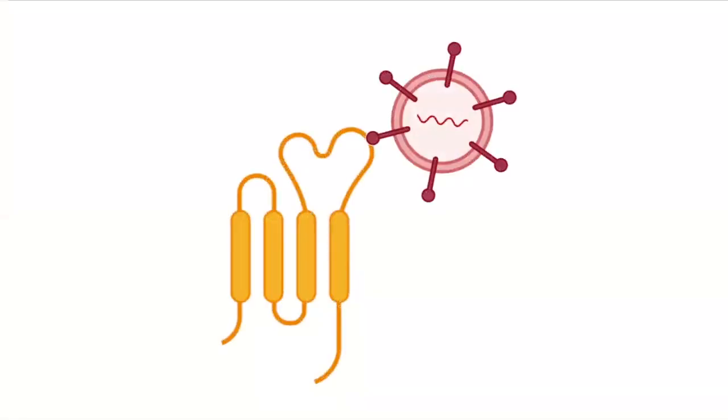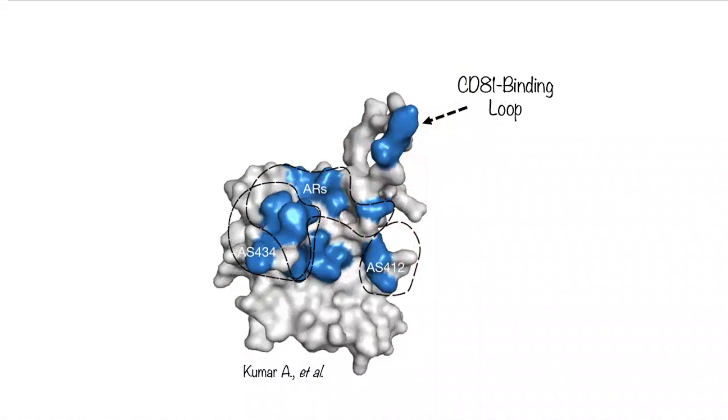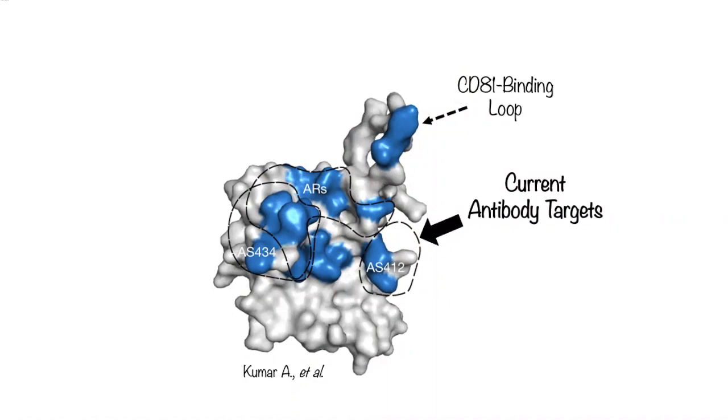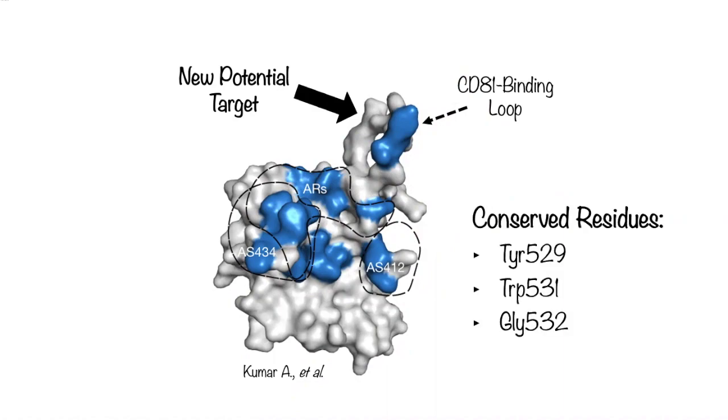The majority of currently studied neutralizing antibodies block the interaction of E2 with the large extracellular loop of CD81. However, as shown in the highlighted circles in the structural representation of E2, the regions targeted by these antibodies are not proximal to the CD81 binding loop. Based on the recent structural insights, we have a new potential target for antibody neutralization. At the tip of the CD81 binding loop on E2, 3 residues are conserved among the major HCV genotypes. These include tyrosine 529, tryptophan 531, and glycine 532. Given the finding that membrane fusion is blocked when these residues are mutated, we can investigate neutralizing antibodies that target the CD81 binding loop to block the interaction of E2 with the large extracellular loop of CD81.